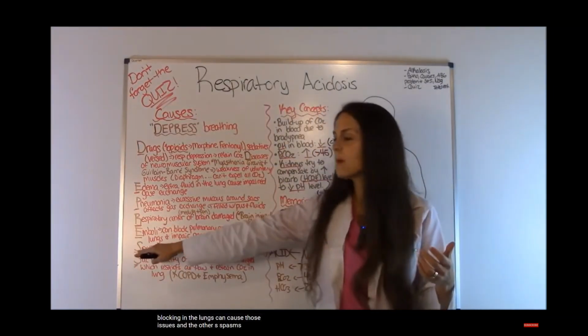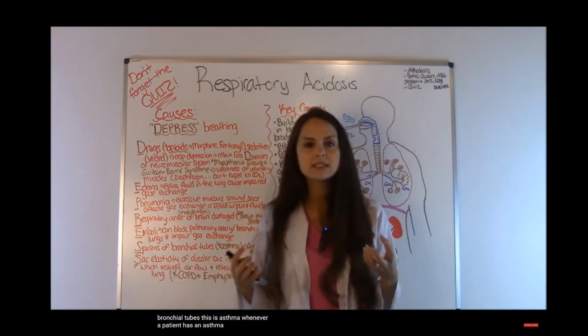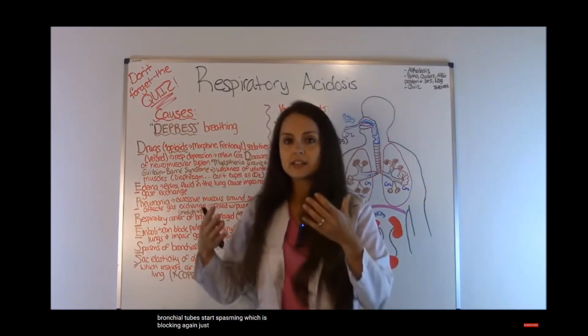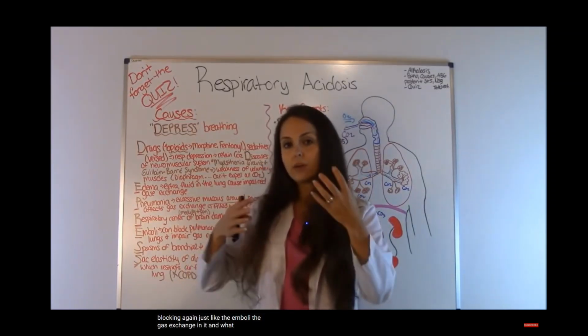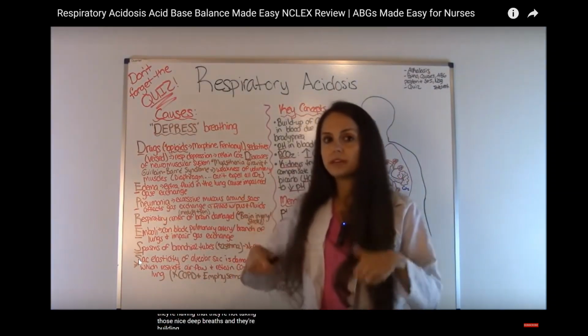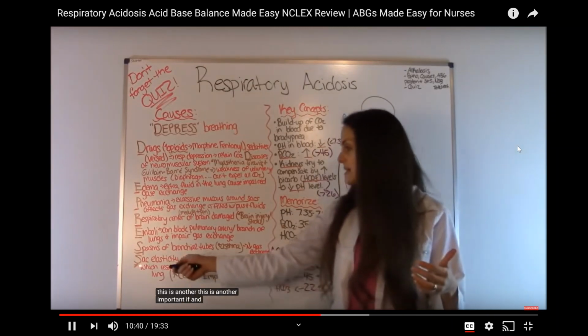And the other S, spasms of the bronchial tubes. This is asthma. Whenever a patient has an asthma attack, these bronchial tubes start spasming, which is blocking, again, just like the emboli, the gas exchange. And what is going to happen is that patient, whenever they're having that, they're not taking those nice deep breaths, and they're building up that CO2.